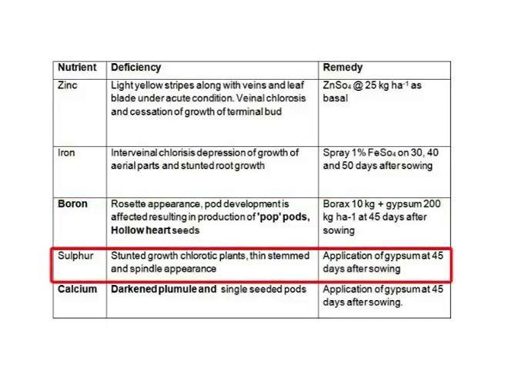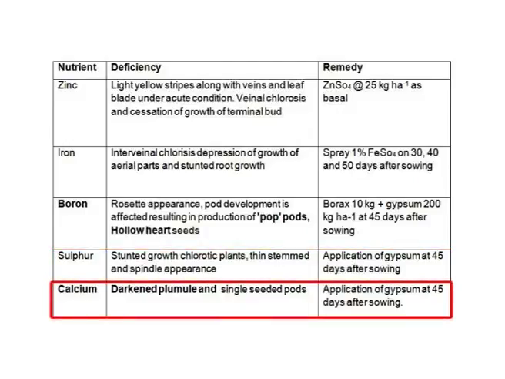Here, sulfur deficiency: the symptoms are stunted growth, chlorotic plants, thin stemmed and spindle appearance. For that remedy, we can apply gypsum at 45 days after sowing. Then calcium deficiency: the symptom is darkened plumule and single seeded pods. So we can apply gypsum at 45 days after sowing.